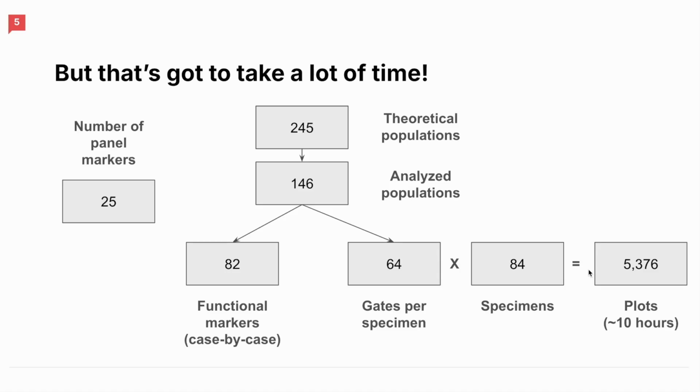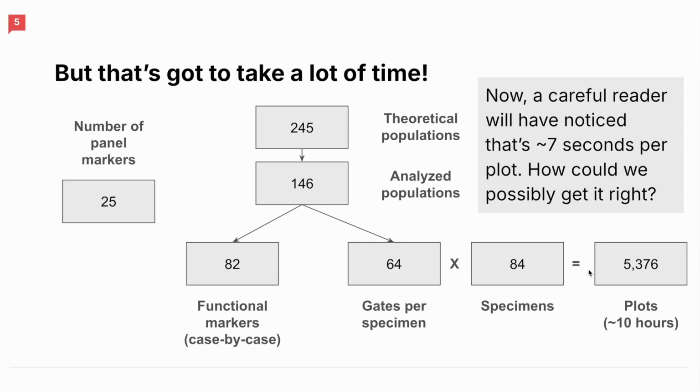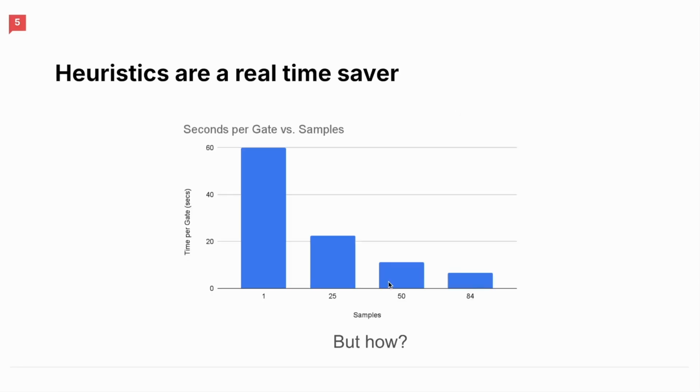Ten hours seems like a lot, but a careful reader might notice at the end of this that that's only about 7 seconds per plot. How could we possibly get it right? Well, the short answer is heuristics. They're a real time saver.